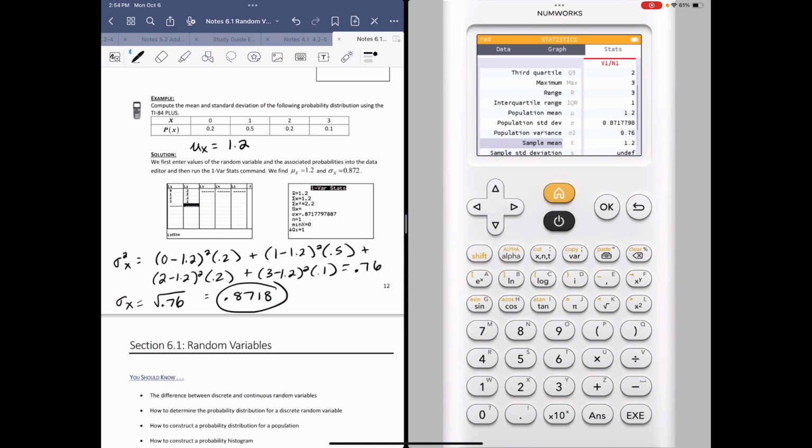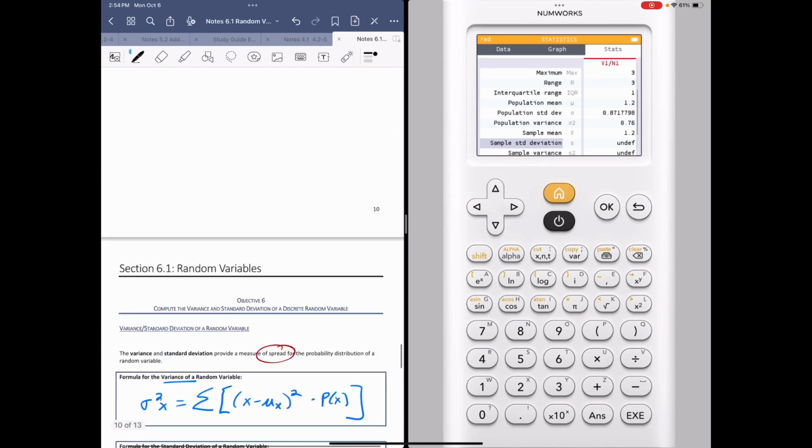And it gives you sample mean, I think, because this is a population, it gives you sample mean because it doesn't matter, because the mean's the same no matter what. But notice it doesn't give you sample standard deviation because it knows that it is a population when you're doing a probability distribution.